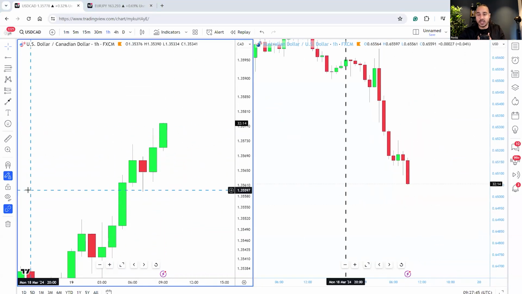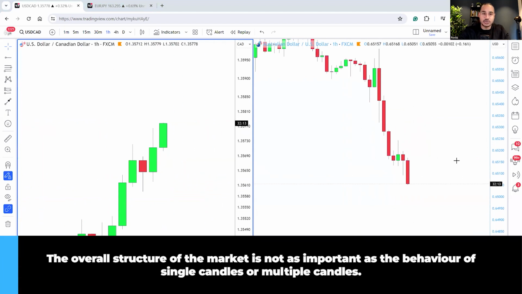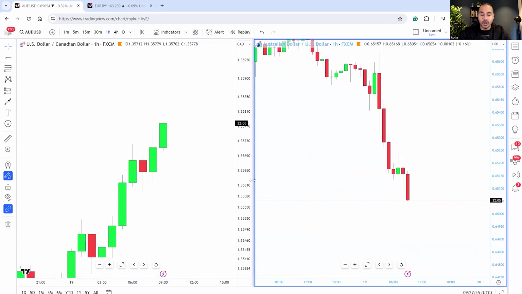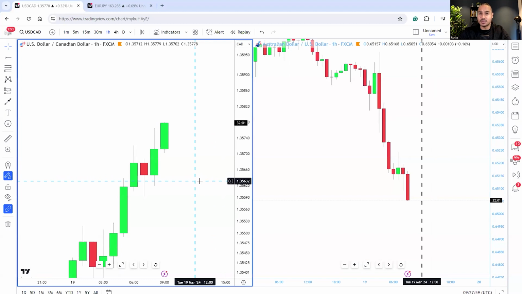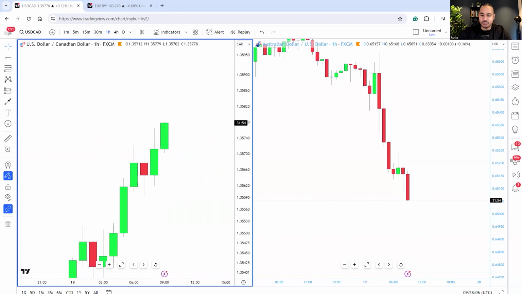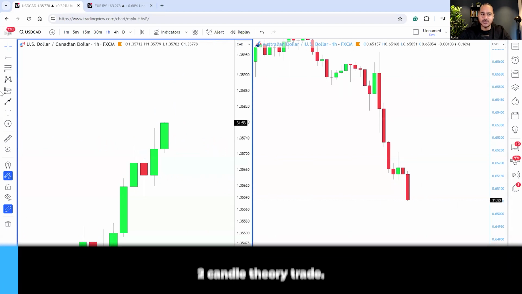Now, when I'm trading, the overall structure of the market is not as important as the behavior of single candles or multiple candles, simply because I'm in the market for an hour to 2 hours per day. And if I'm trading two sessions, then it could be up to 4 hours at max, but they're divided from the London session and the New York session. But let's say I'm looking at this, right? This would be classified as a two candle theory trade.